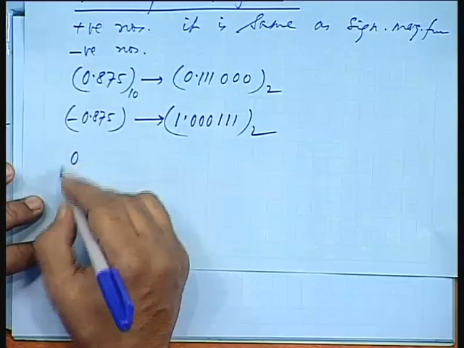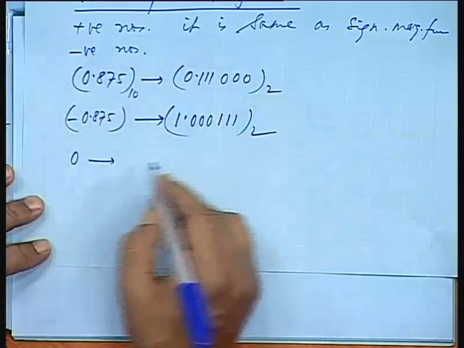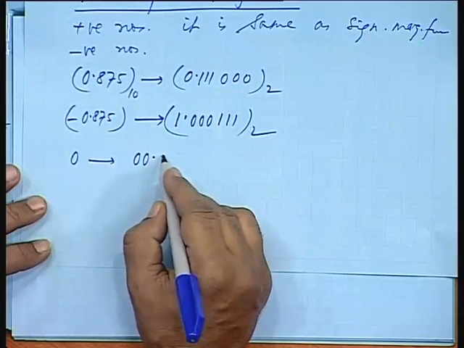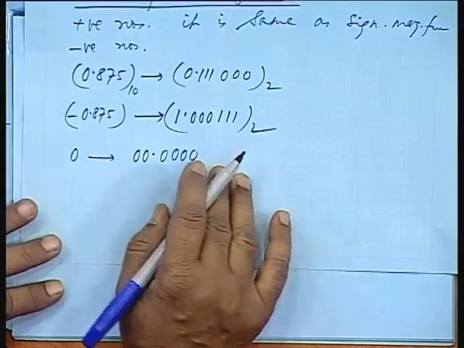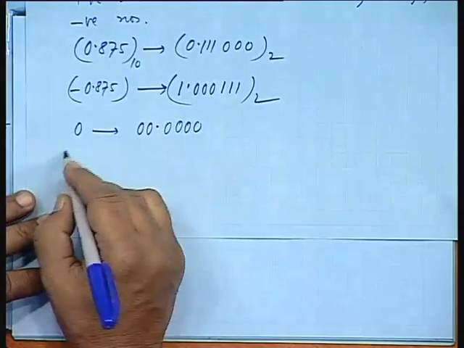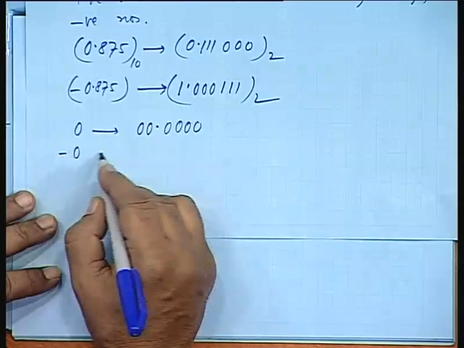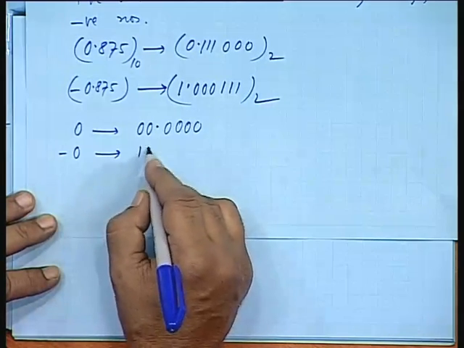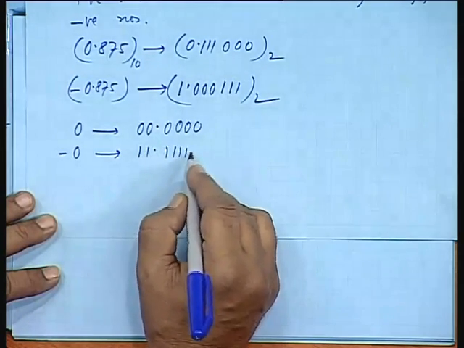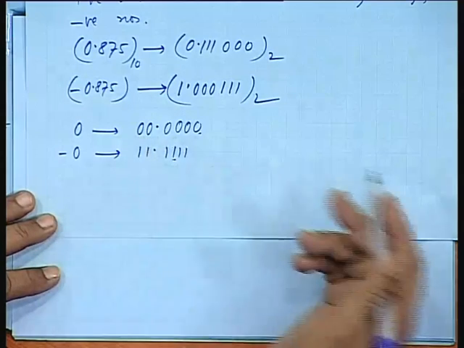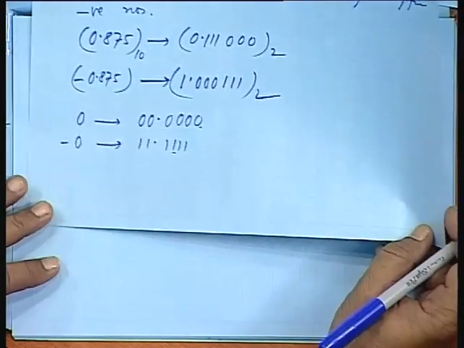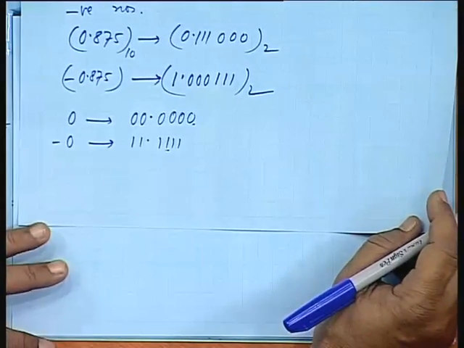Now, 0 can be represented in this ones complement form as 0.00000, say we have 6 bits. I can write also minus 0, that will be 1.11111. So this and this both will be representing zeros in the ones complement form.